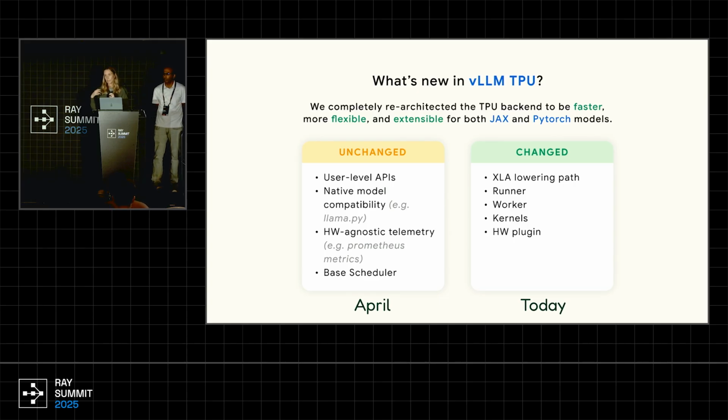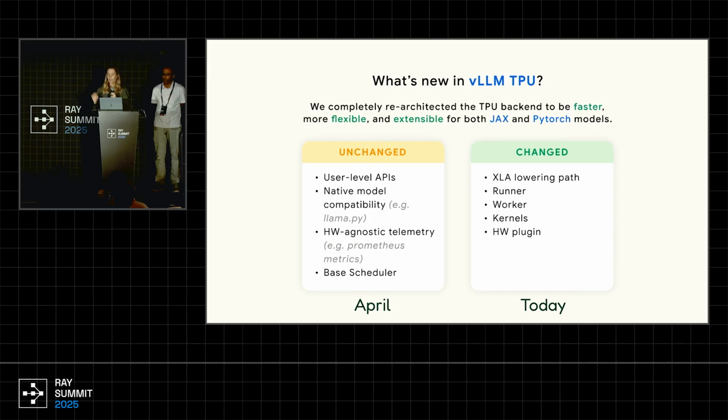I mentioned this extensively earlier, but user level APIs and native model compatibility: we did not want a user to write a single line of code differently. We wanted you to be able to run the model definition from upstream in vLLM and just run that directly on a TPU without having to write a single line of code. We also wanted to retain the hardware agnostic telemetry because it made it really portable and easy. And then the base scheduler, we also wanted to keep the same, because that doesn't actually have to run on an accelerator, it's just written in Python, and it's awesome, and we want to share most of the features with vLLM. We want to stay true to that.